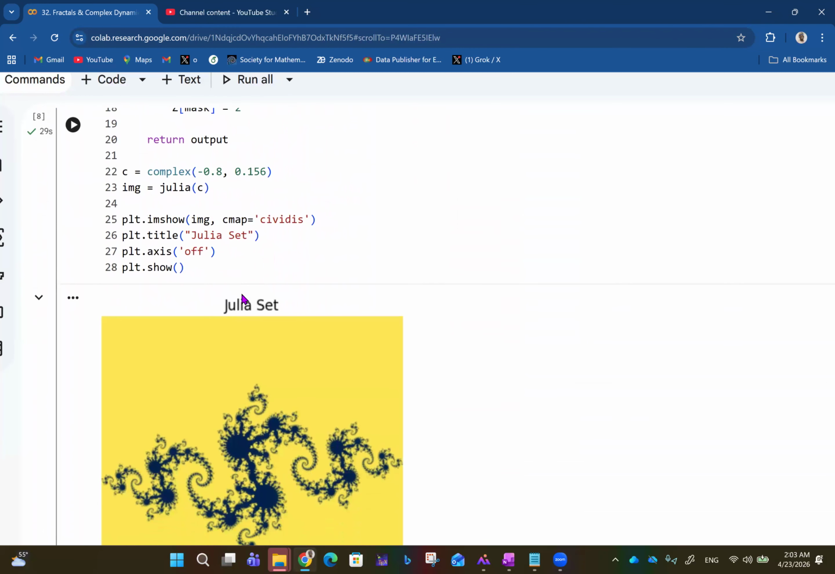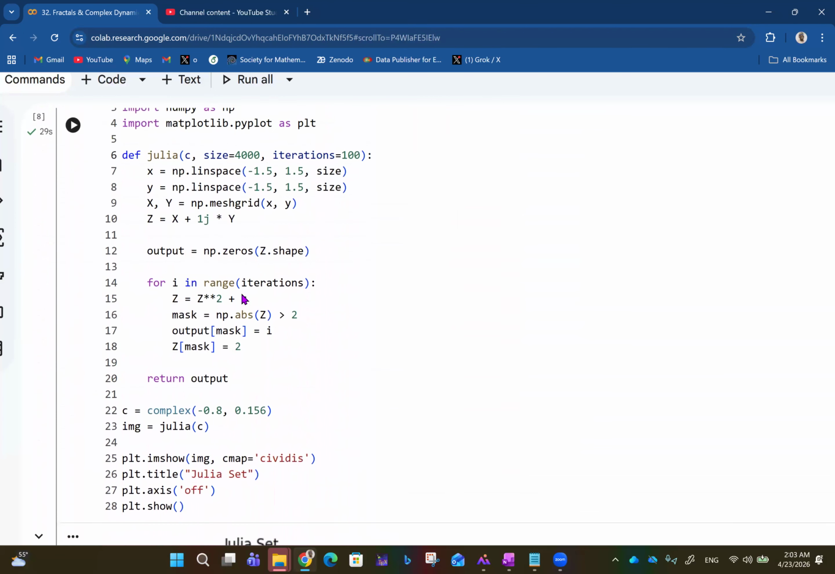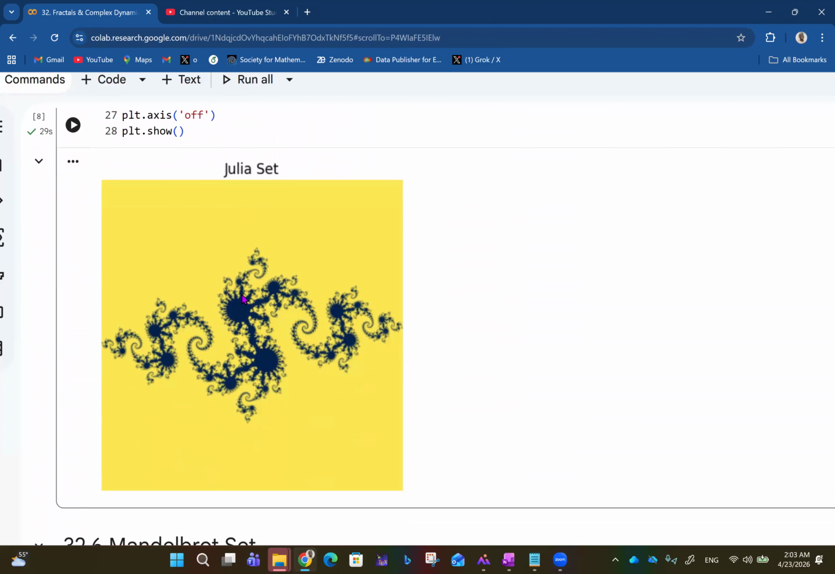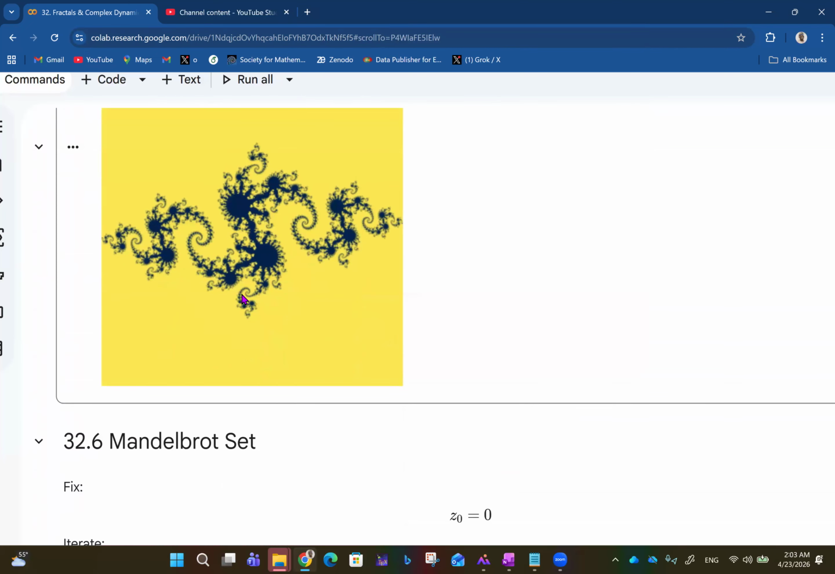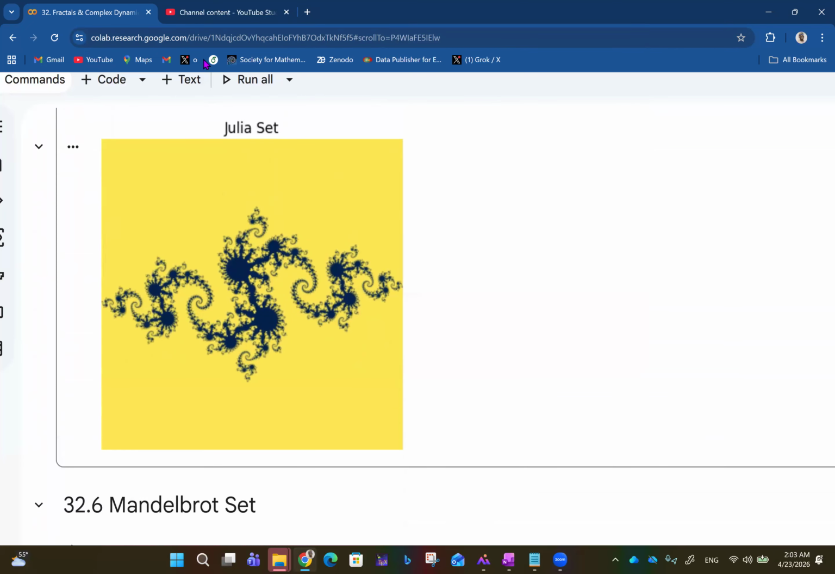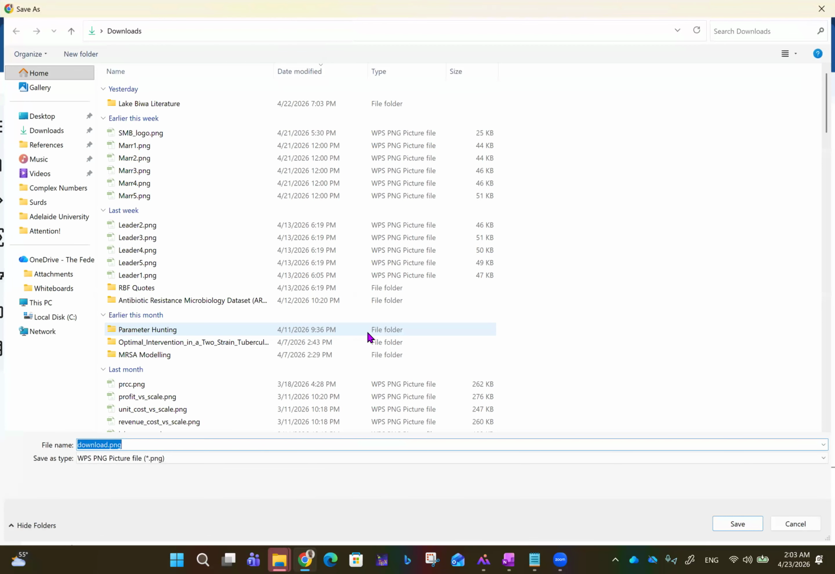Okay, I think the Julia set is ready now. Okay, there's not too much difference, except that it looks a bit sharper, right? I think it's somewhat sharper than before. In fact, I want to download this so I can use it for maybe a screensaver. Yeah. So this is the Julia sets.